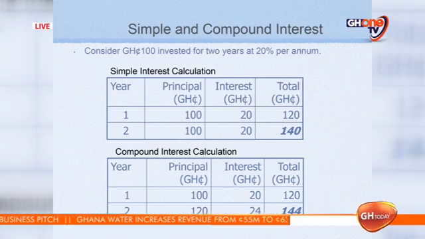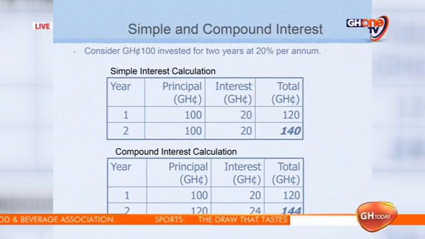Is this the kind of interest that a bank would give you if you had a simple savings account? You put 100 cedis inside, and then this is the kind of interest. Well, it's not limited to only a bank, but it can happen anywhere. What is important is that people need to understand this, and the fact that if you operate on simple interest, it slows down the speed with which you create wealth. So you see, in 2 years you have 140 cedis.